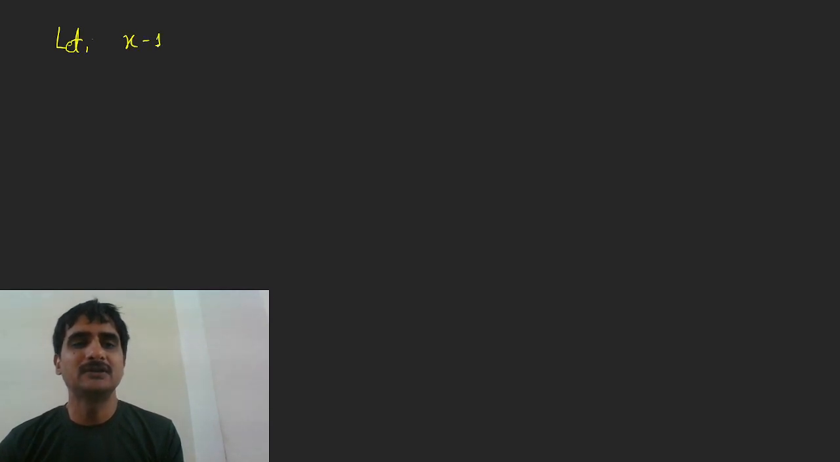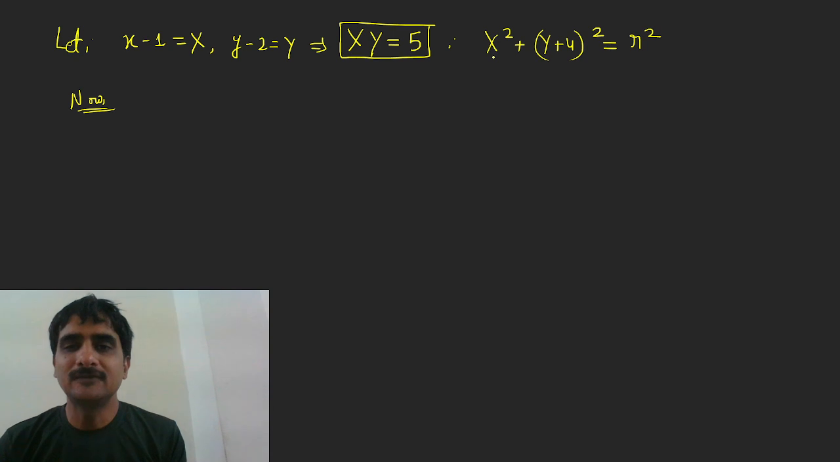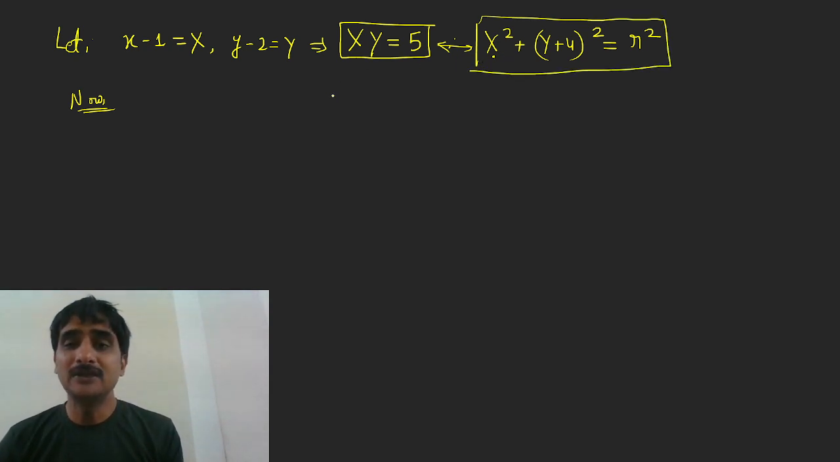Just by looking at this equation, I replaced x minus 1 by capital X and y minus 2 by capital Y. So the equation of the rectangular hyperbola, we get in the form XY equals 5. And then the equation of the circle is X squared plus (Y plus 4) whole squared equals r squared. We have to find the points of intersection. It is given that the circle and the rectangular hyperbola meet at 4 points A, B, C and D.